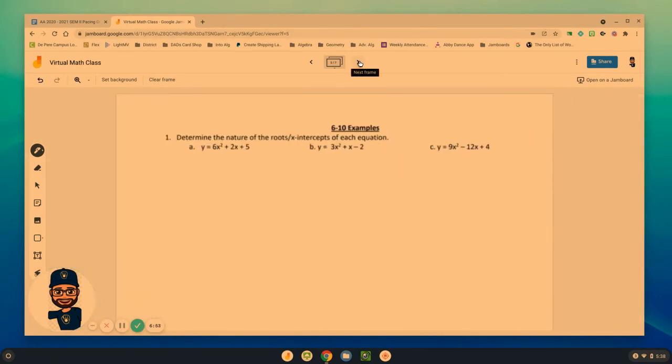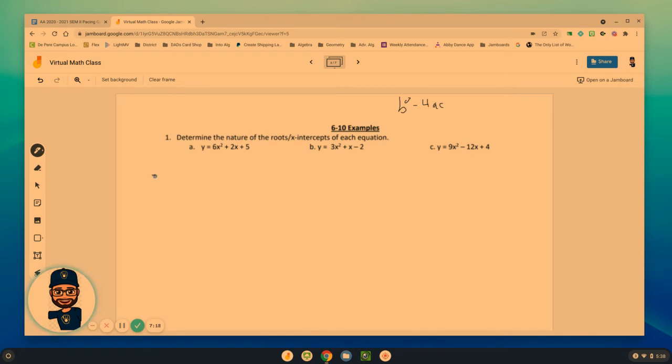So let's take a look at 3 different examples and try and figure out the nature of the roots and x-intercepts. The nature, how many real are we looking at? So remember, when we are looking at this discriminant, we're trying to determine the b squared minus 4ac, which is why I continued to try and find the b, the a, and the c.